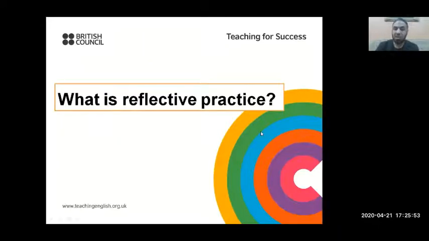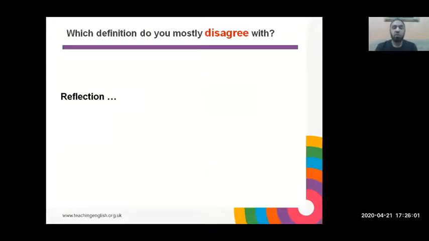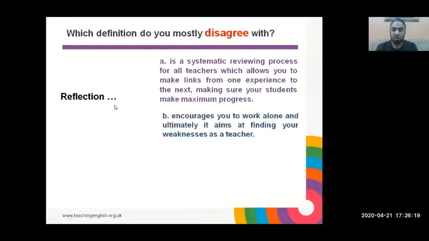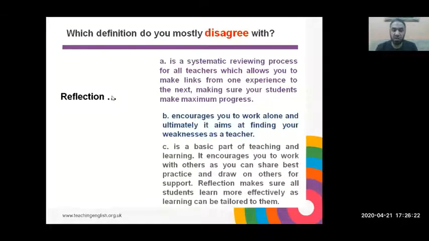Next, what is reflective practice? Let's see. I will provide you with 3 definitions, and you are going to decide which definition you mostly disagree with. Which one of those definitions you are not agreeing on. So these are the 3 definitions and you have to read them. You have 3 minutes to read the 3 definitions and to write on the chat box which letter of the definitions, A, B, or C, that you don't agree with.